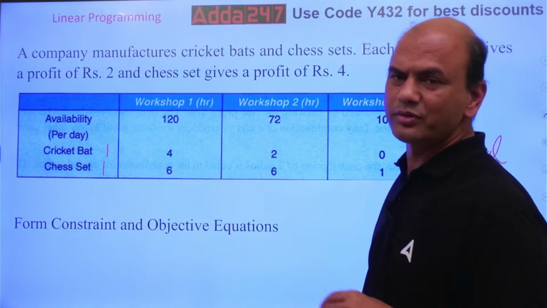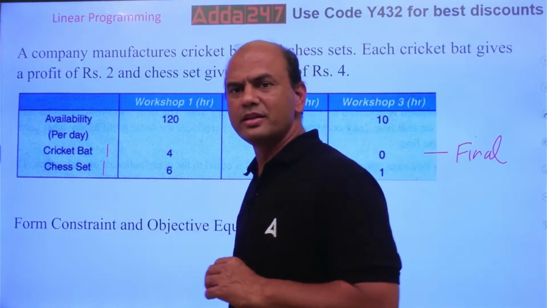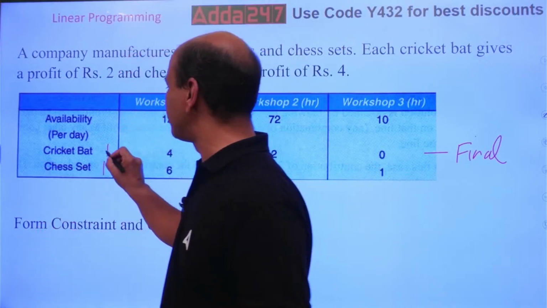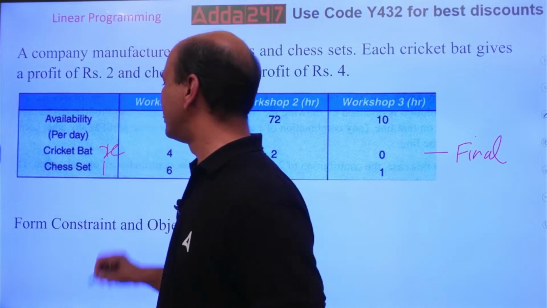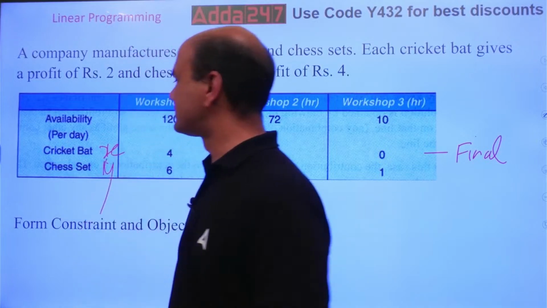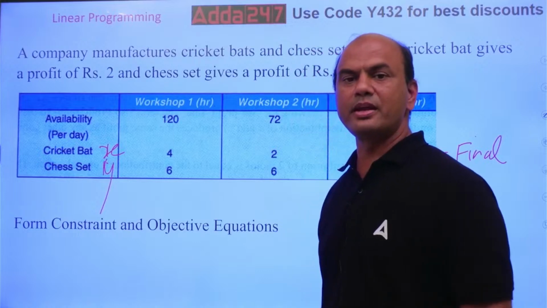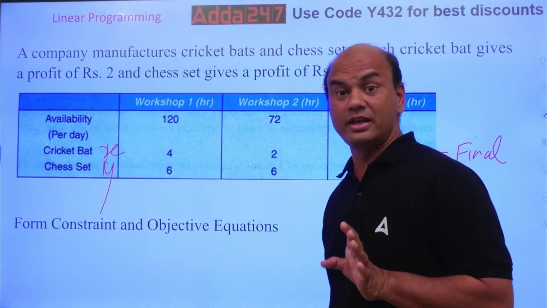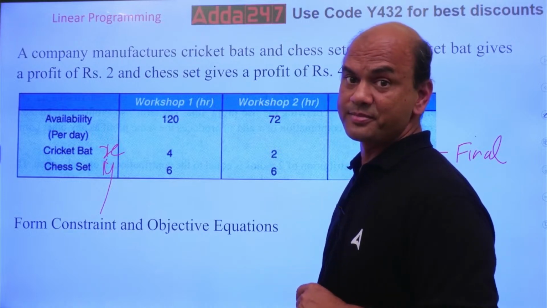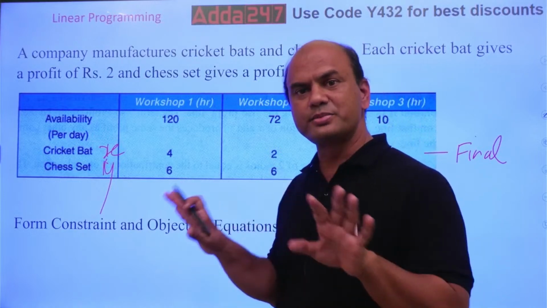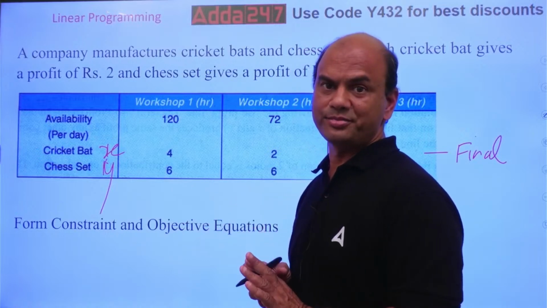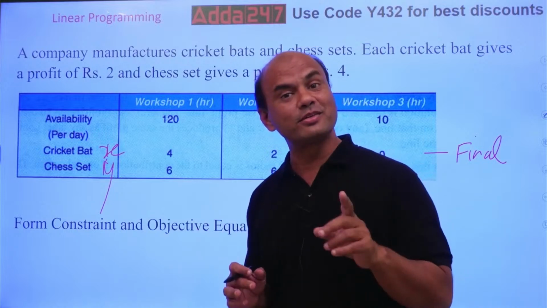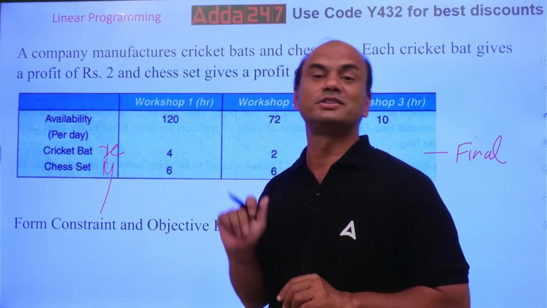But let's say now, instead of one, I am preparing daily X cricket bats and Y chess sets on a daily basis. So now you'll have to divide this numerical into two parts. One is the objective, the second is the constraints.